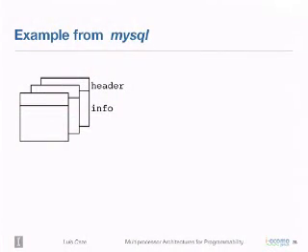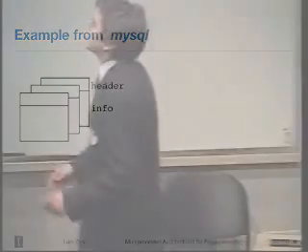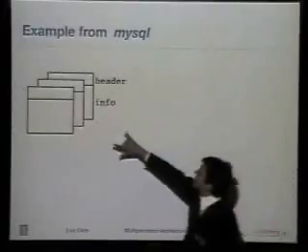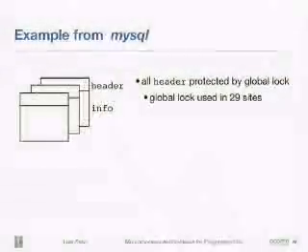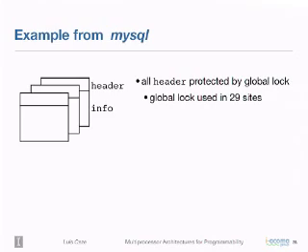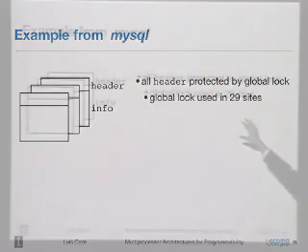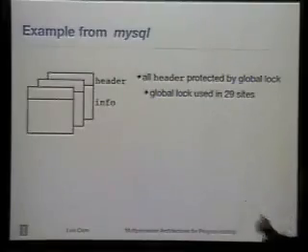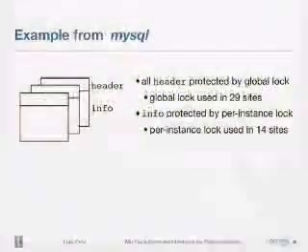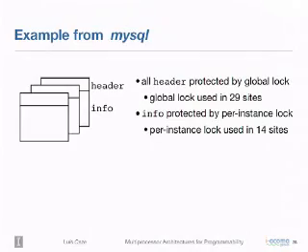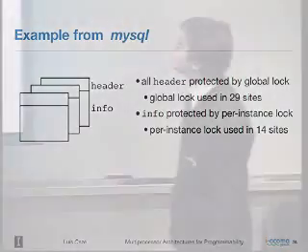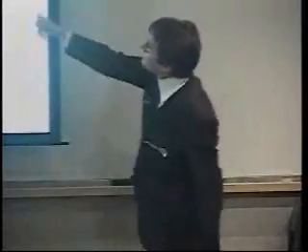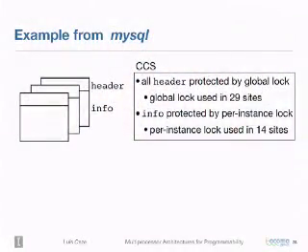So let me show you an example here. In MySQL, there is a data structure with a number of instances of a struct that has a header field and an info field. All header fields are protected by a single global lock that's used in 29 places in the program. The info field is protected by a per-instance lock, which is used in 14 places. That means that if the programmer wants to protect the consistency of this shared data structure, he needs to annotate about 43 critical sections.